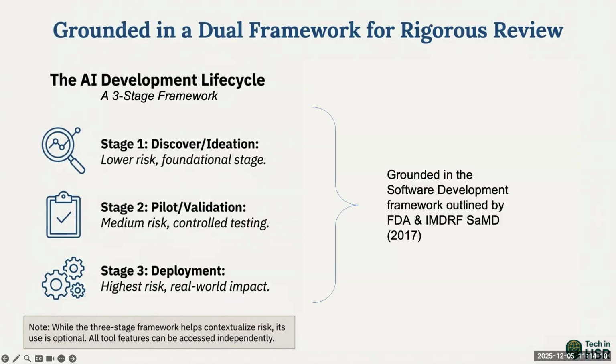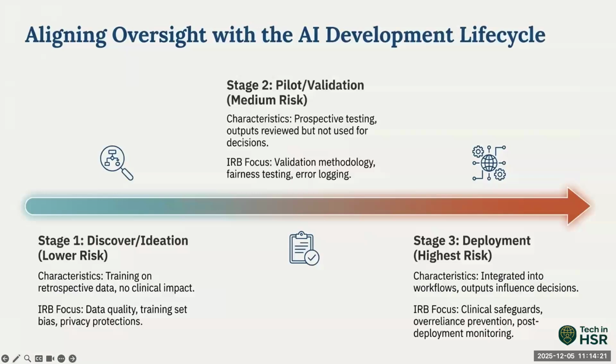It means the tool follows the same steps that engineers use to find hazards, judge risk, and check safety over time in sensitive technology like software medical devices. So in other words, that three-stage framework breaks an AI project down into three logical steps. First, you've got the initial discovery and idea phase where you're training the model, and then you move into the pilot phase or validation where you're testing and validating in a controlled way, often simulated environments. And then finally, stage three is deployment, and that's when it's actually being used in a real clinical or real world setting.